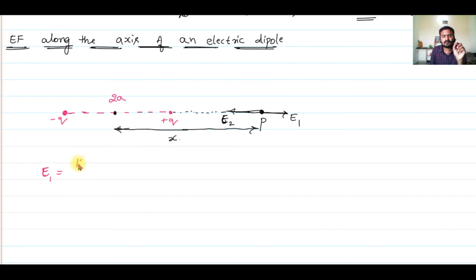How much is the electric field then? What is the formula? kq divided by the distance between the positive charge q and this point P, which will be x minus a, because this distance is a from here to here. Okay, this distance is a and this distance is also a, correct? And now from the center to this point, the overall distance is x. In that, if you remove this a, you will get the remaining distance, which is x minus a. So kq divided by (x minus a) the whole square. That is the electric field due to this positive charge.